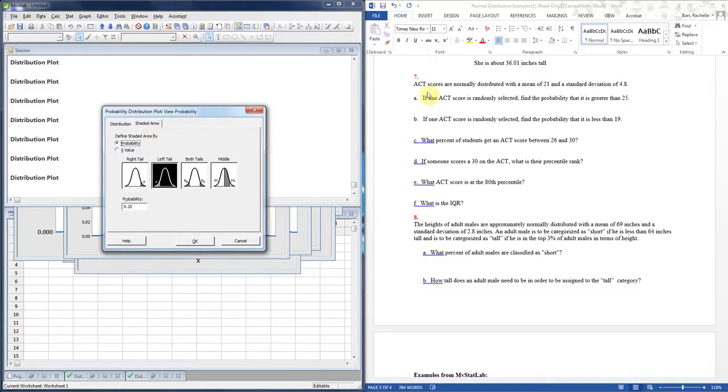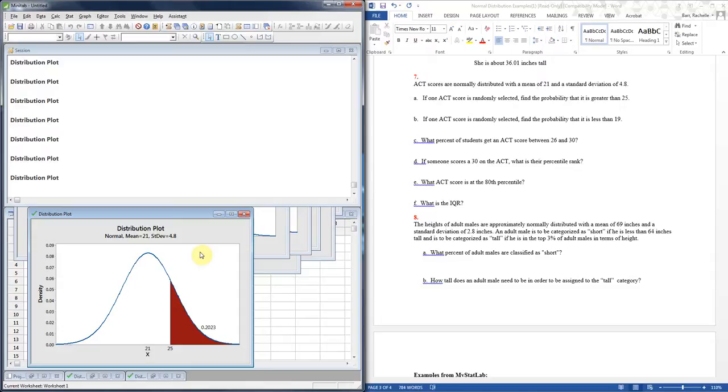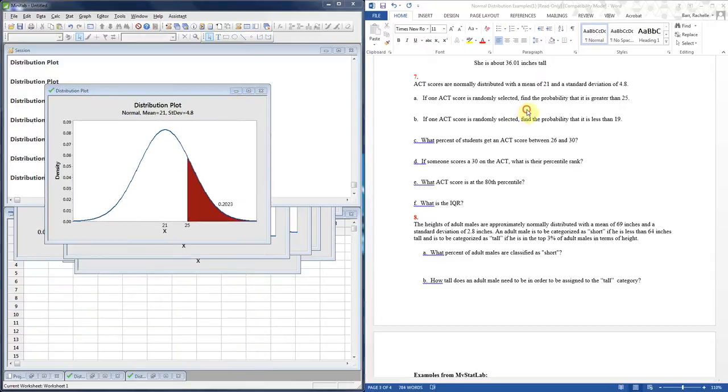Oh, I didn't even read my problem. Oh, what am I thinking? Okay, if one ACT score is randomly selected, find the probability that it's greater than 25. Okay, so I want to do an X value and find a probability, and I want to be greater than 25. Let's hit OK. And there we go. So about 20% of people will do this.